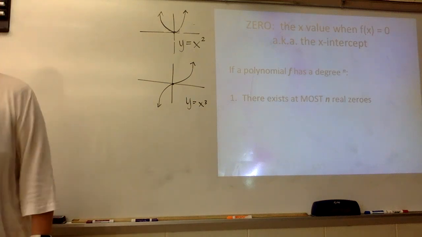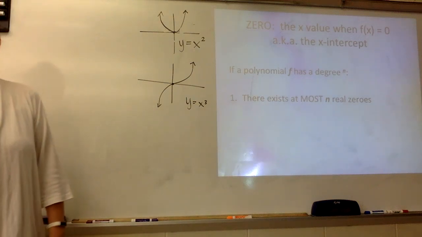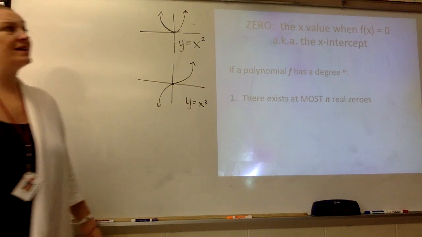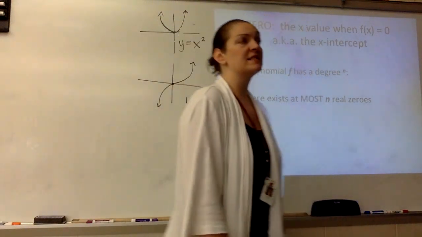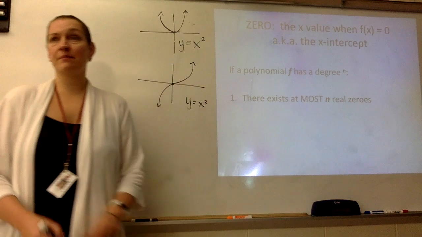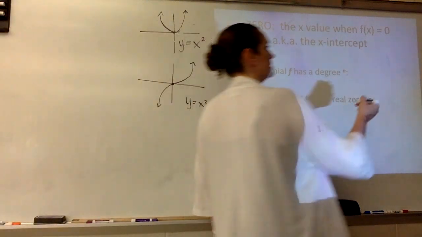Next up, a zero. By definition, this is a new vocabulary word. You need to highlight it. You need to know it. A zero is the x value when f of x equals 0. F of x stands for which letter? X or y? Y.